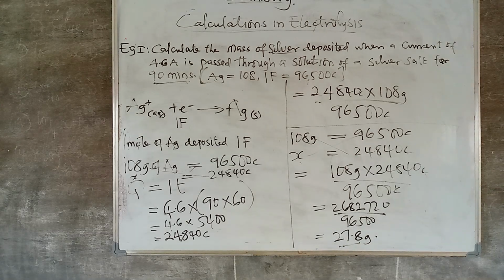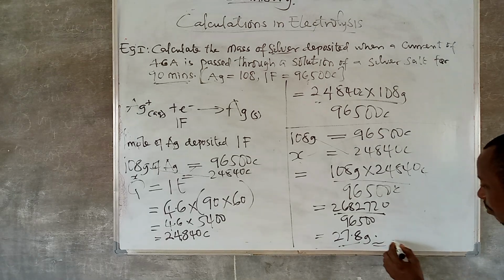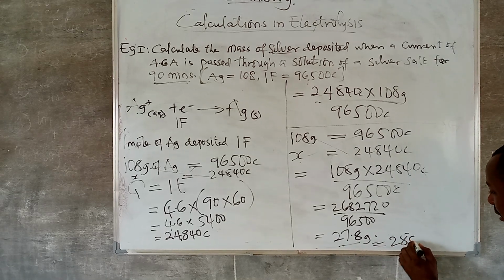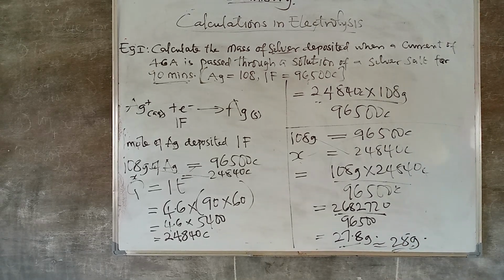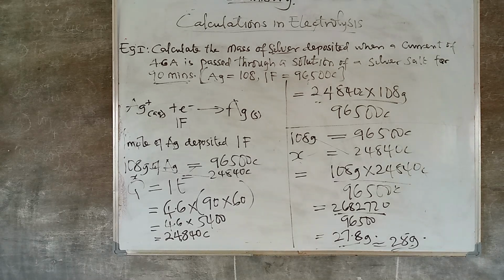27.8 grams, which you can approximate to 28 grams. That is the mass of silver deposited. You can approximate it to 28 grams. That is the mass of silver deposited. We are going to look for other examples. Let's check example 2.